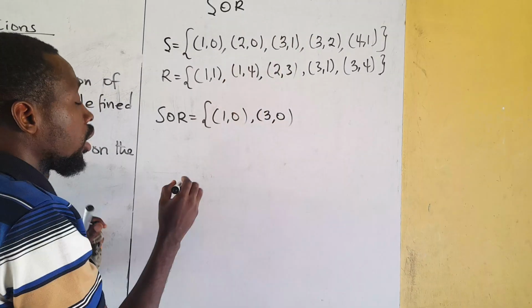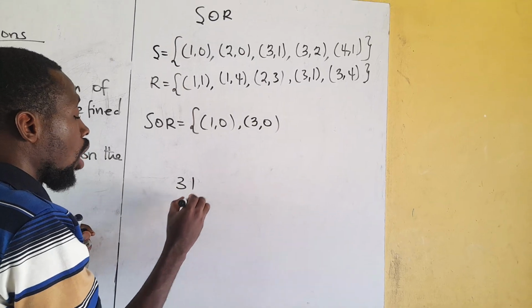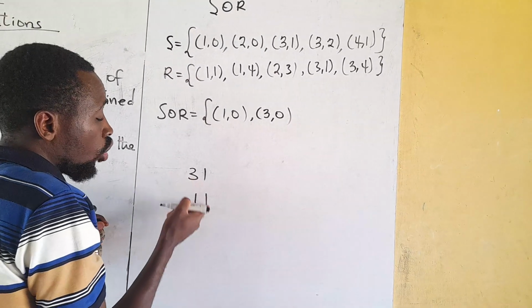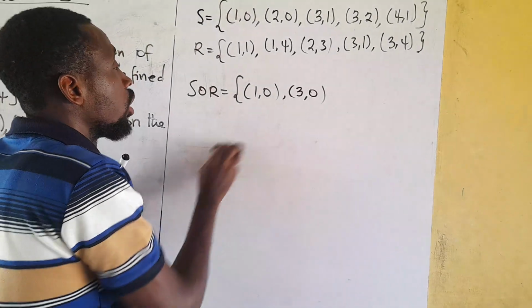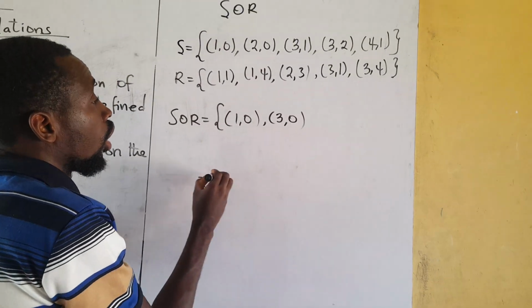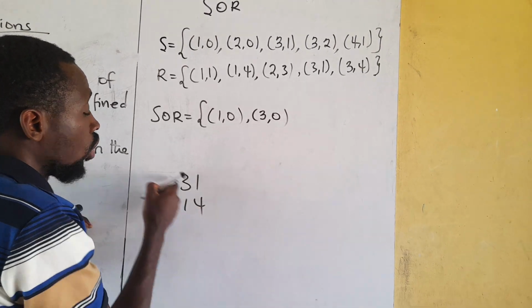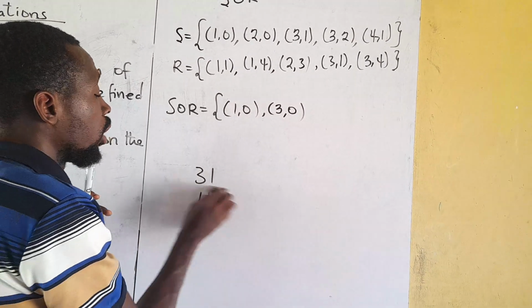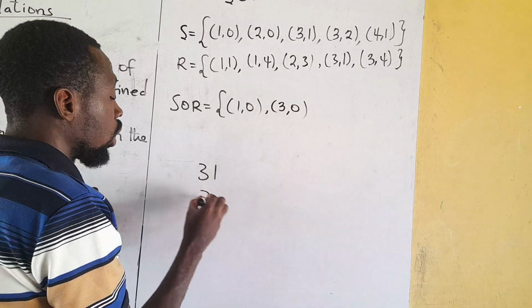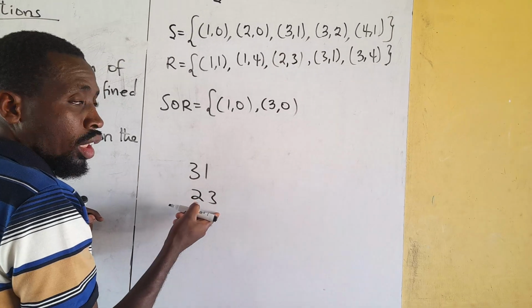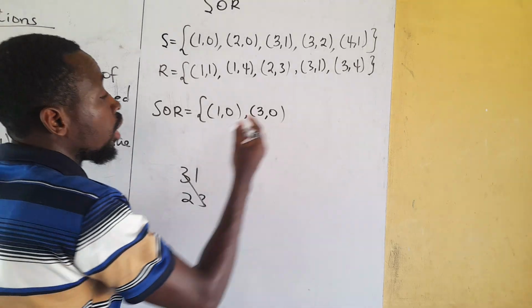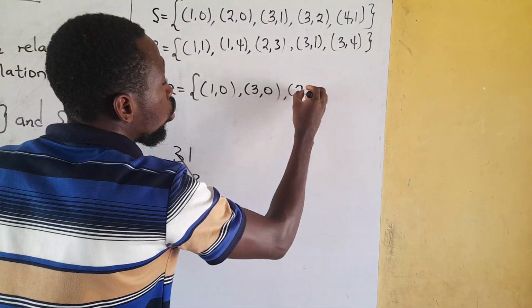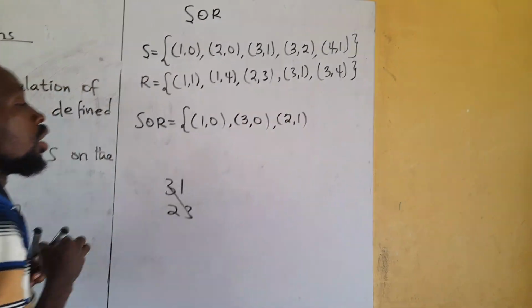Then we take (3, 1). (3, 1) against (1, 1). You see that the first did not correspond with the second, so we will not have such a relation. Then (3, 1) against (1, 4). There is no such corresponding. (3, 1) against (2, 3). You see that 3 corresponds with this 3. Then we can have the relation (2, 1). So we have the ordered pair (2, 1) as one of the composite relations.